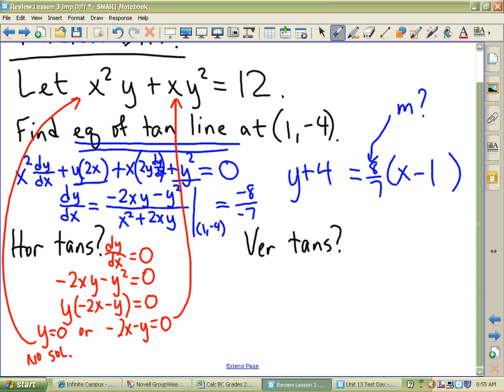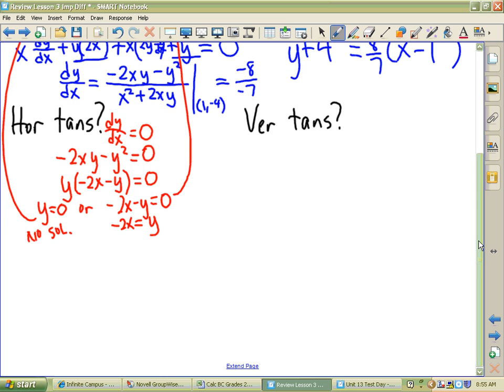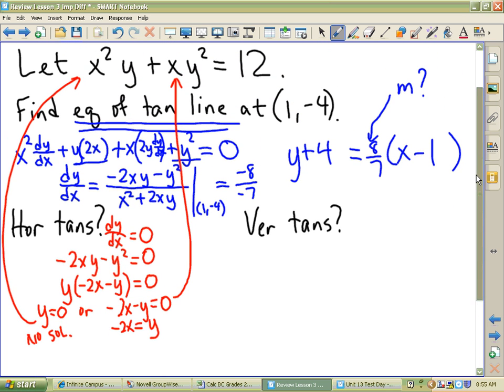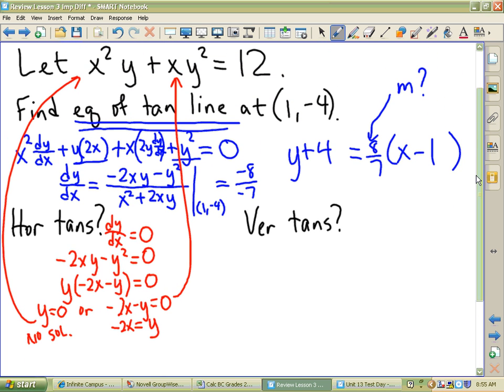So in this case, we've got that y is negative 2x. Time for a little algebra. If y is negative 2x, then I've got x squared times negative 2x plus x times negative 2x squared is 12. How do you solve that?